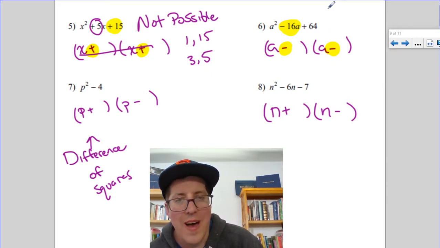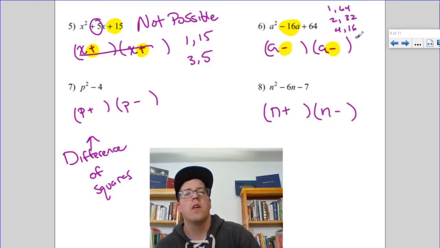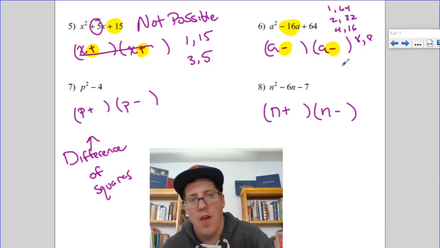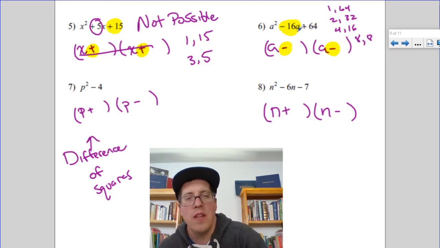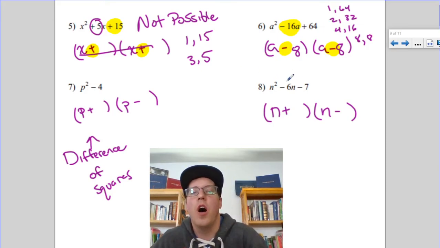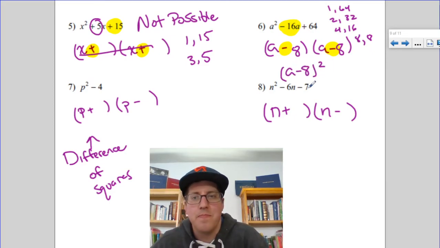To make 64, I got all sorts of stuff. I've got 1 and 64, 2 and 32, 4 and 16, 8 and 8. Now, when I look at those, I see 8 and 8, and I say, oh, 8 and 8 make 16. So I've got a minus 8 and a minus 8. This was our perfect square trinomial from last week. Another way to write this is a minus 8 twice.